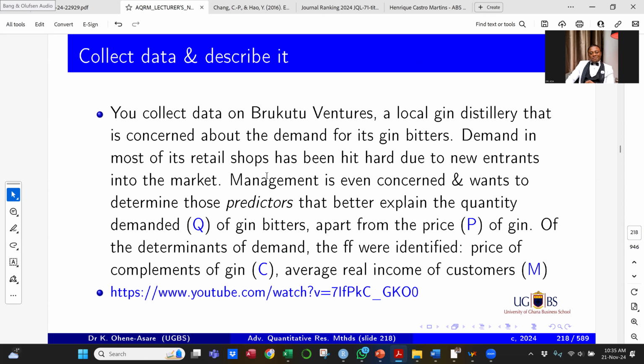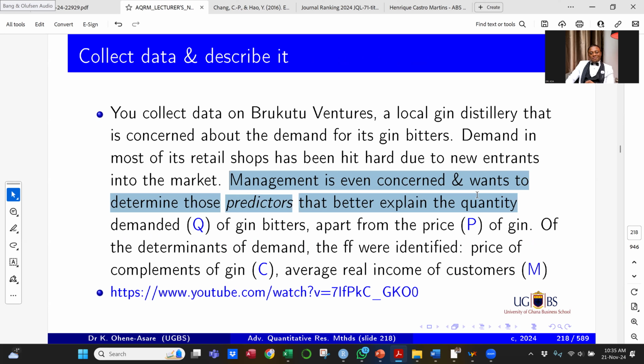Okay, so let's come to our data. Our data is called Brukutu Ventures. It's a local gin distillery. It is concerned about this demand. So the demand has been hit because new entrants have come into the market. And management is concerned. And so you are doing a thesis paper for them. You practicalize the paper for them, but you thesis the paper for your dissertation.